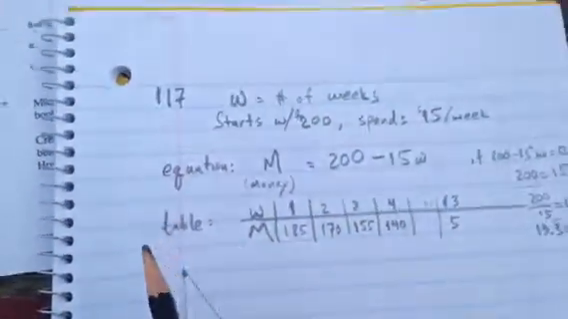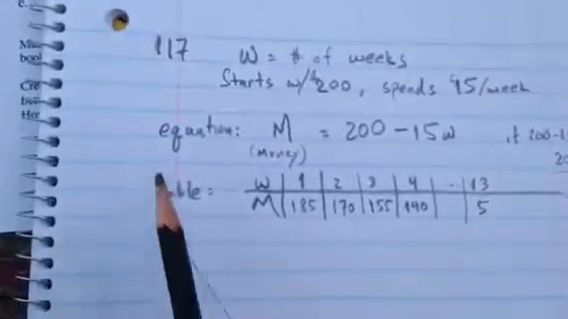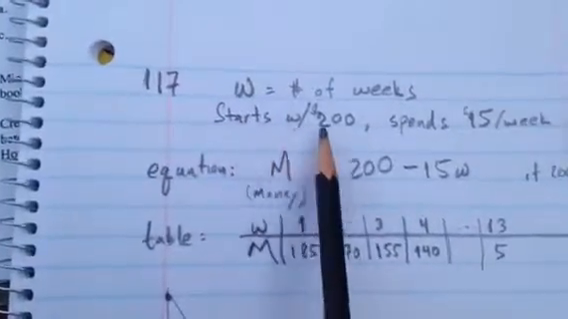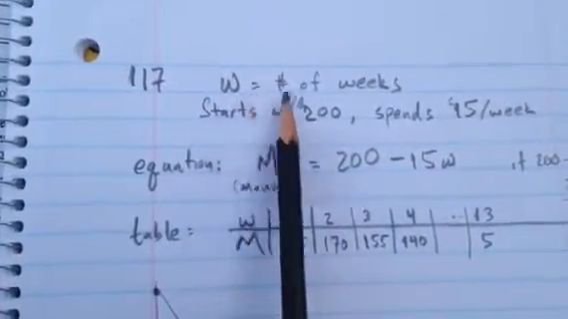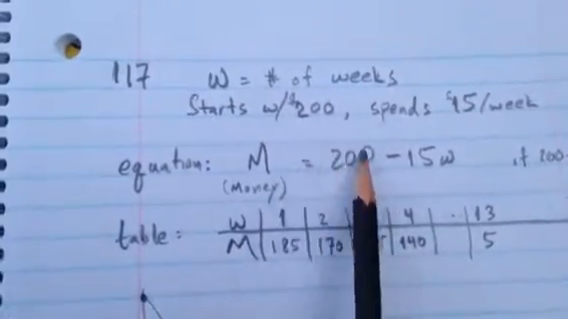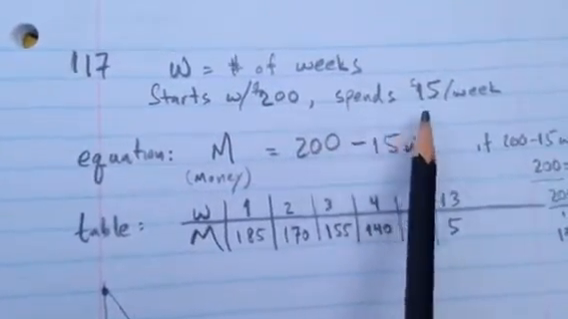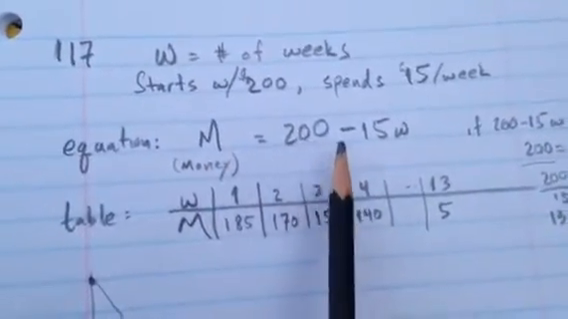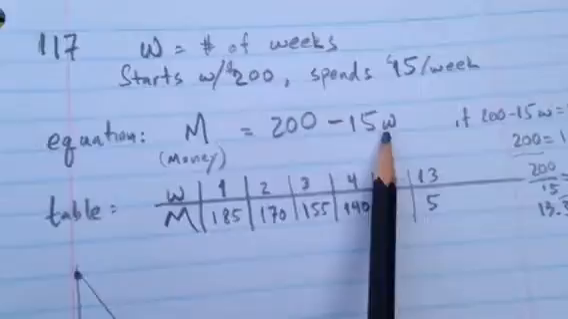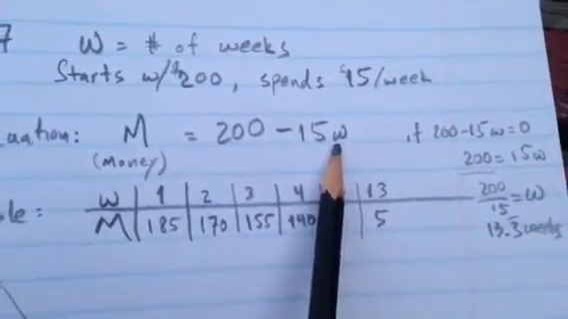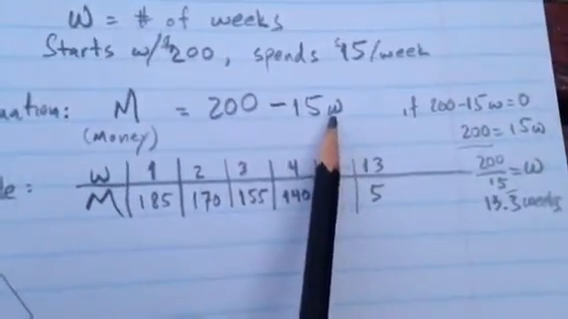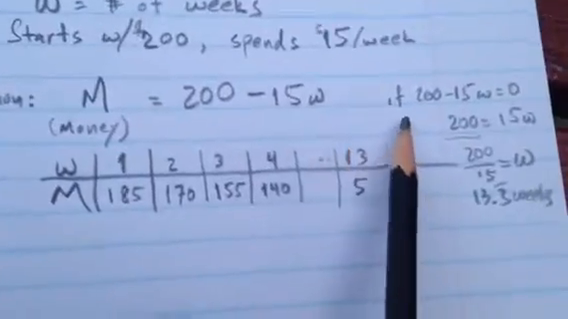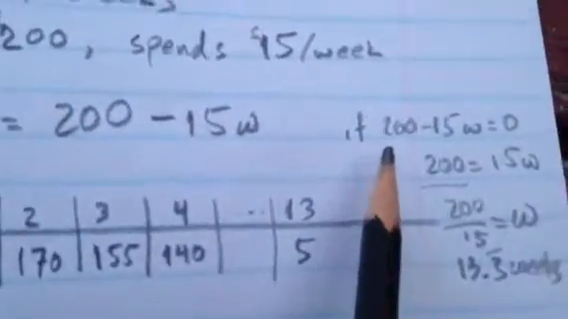We got a couple more problems to do. Actually, just one more problem to do, about the guy who spends money on comic books every week. He starts off with $200. I'm letting W represent the number of weeks in my equation here, and he spends 15 bucks a week. So M, which stands for money, equals 200 minus 15 times W. All right. And the question is saying, how many weeks will it be before he doesn't have any money left? Well, that would mean that this 200 minus 15W equals 0.